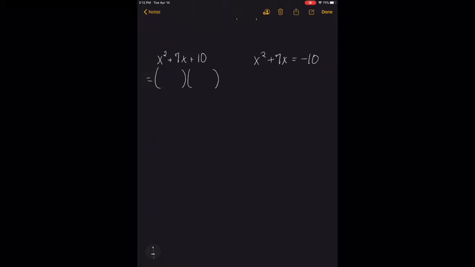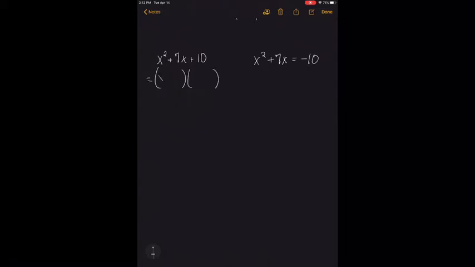I wanted to show you how to complete the square using an equation that you could solve without completing the square. But I feel like it gives you a better idea of how it works if you see it done this way as well as in the method of completing the square.